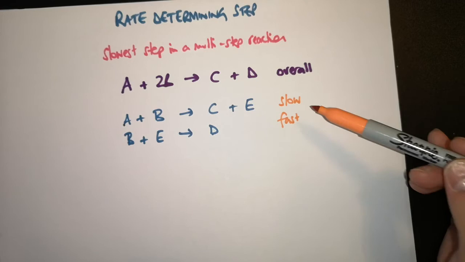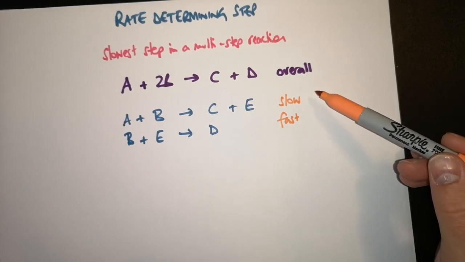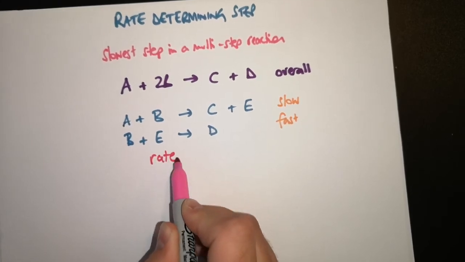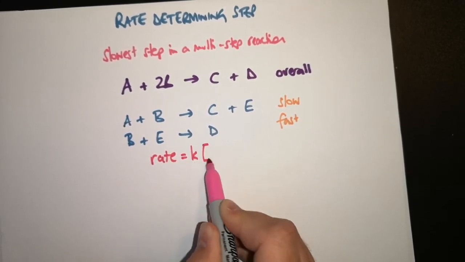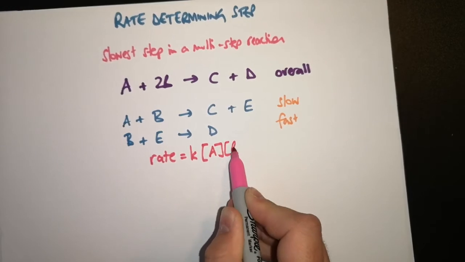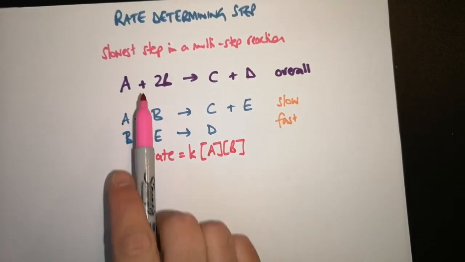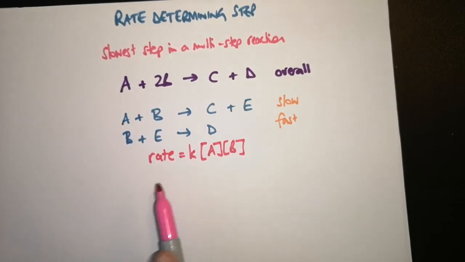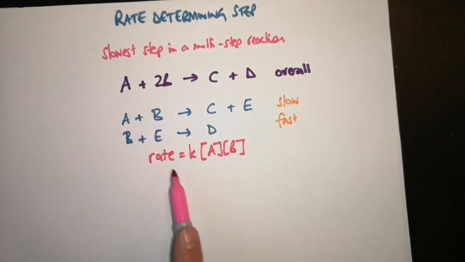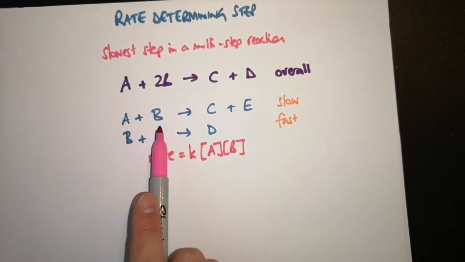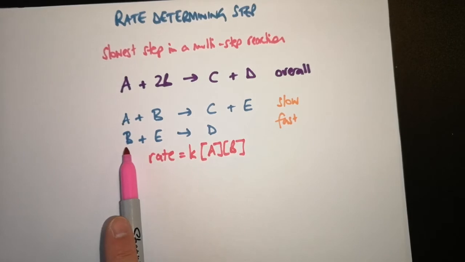So it's the species in the rate determining step that appear in the rate equation. So in this example, the rate equation will look like this. Rate equals k[A][B]. Note how I've only got one A and one B, not two B's. The species that appear in the rate equation are the ones that go into the rate determining step here. So 1A and 1B. We ignore this B because it's in a fast step.